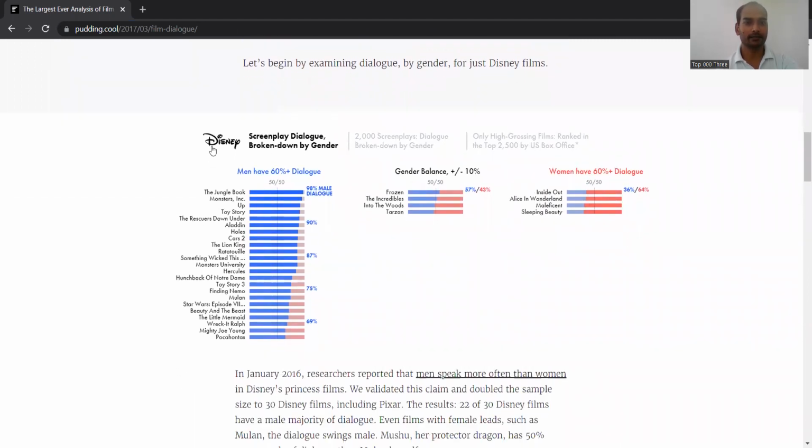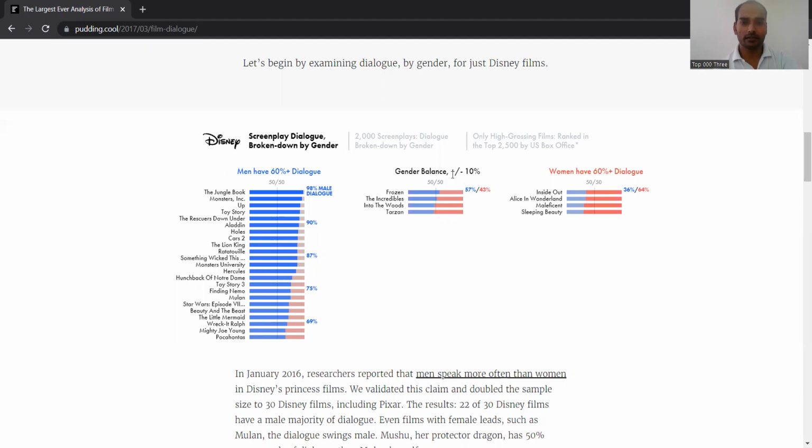You can see that they have considered the Disney movies, with the screenplay dialogues broken down by gender. Here men have 60% plus of the dialogues in these movies, and in The Jungle Book, 98% of the dialogue is male, only 2% or so female. Then Monsters, Up, Toy Story, The Rescuers Down Under, Aladdin, Cars 2. And here, Mighty Joe Young and Pocahontas are close to 60 or 62. In this way, you can see that mostly men have the major dialogues or the major role in most of the movies, as their analysis says. It's not my opinion.